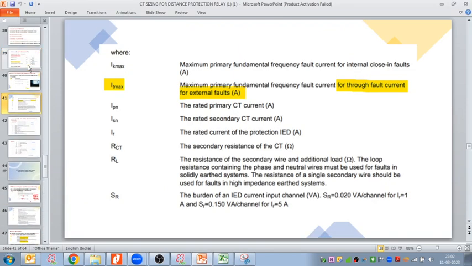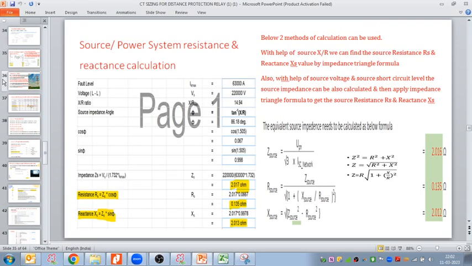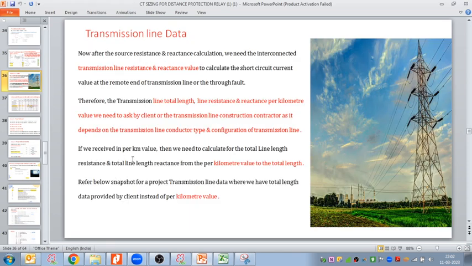Okay, coming back to the transmission line. If we receive the per kilometer value for the resistance and reactance, then we need to calculate the total length resistance and total length reactance. Whatever value you are getting, you need to cross check whether this is the total length resistance and reactance value, or the per kilometer value. If your client says it is the per kilometer value, then you can multiply it by the total length to calculate the value for the total length.